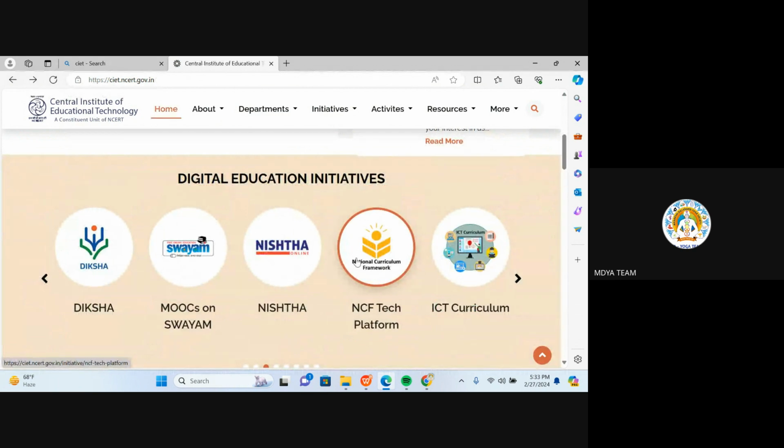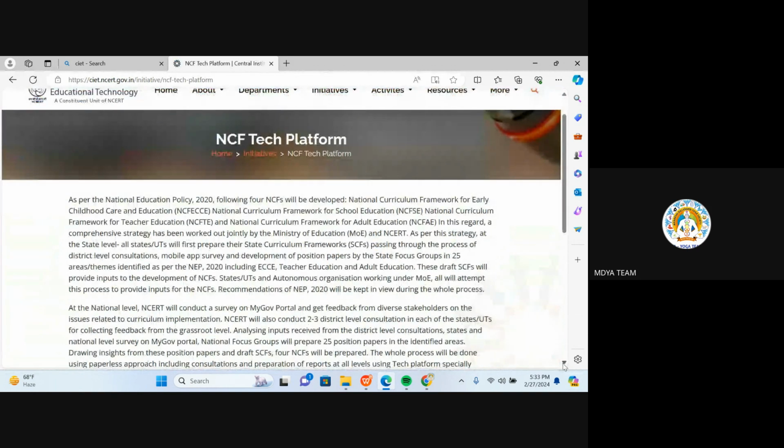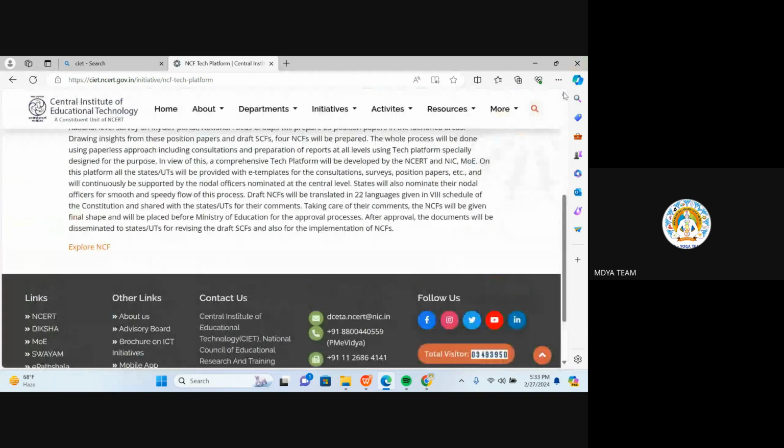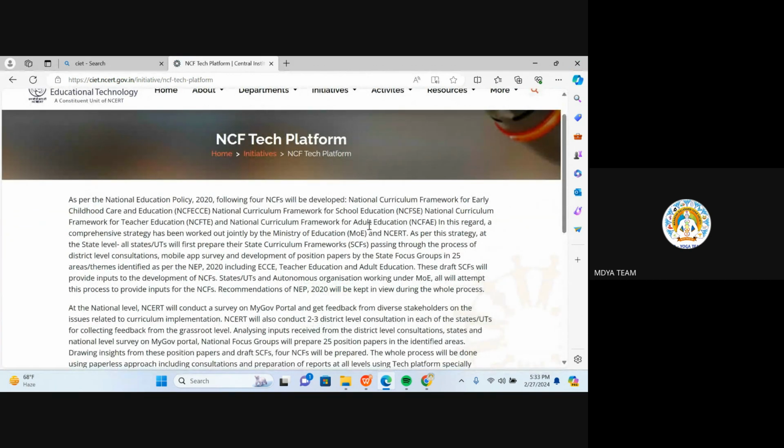And it's an NCF tech platform. What is NCF? NCF is the National Curriculum Framework. When you go to school, every school has some curriculum, some curriculum framework. So this platform also has a curriculum. This is called the National Curriculum Framework, for what? For early childhood care and education.